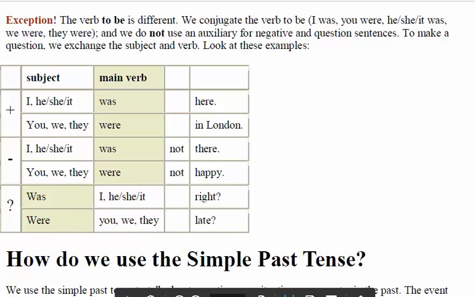Now student, there is an exception case in every sentence. No one is perfect, so the tenses are also not perfect. So there are some exceptions. The verb to be, the use of to be is very different. We conjugate the word to be. I was, you were, he and she were. So the to be is something you can say that the use of was and were.